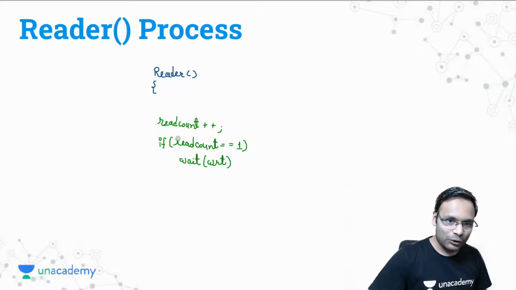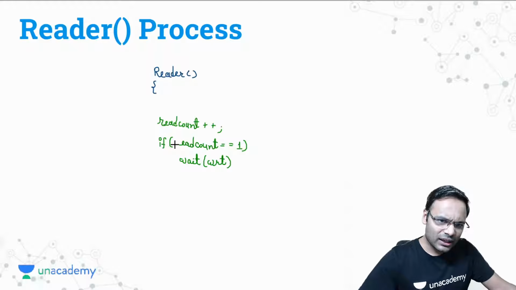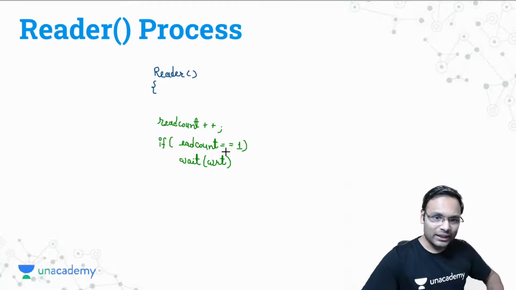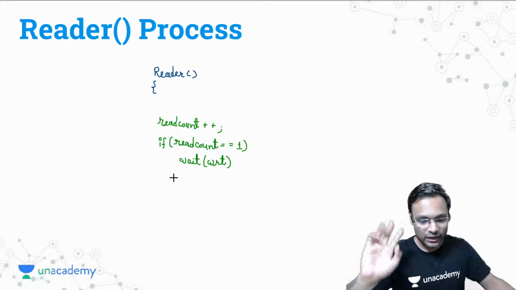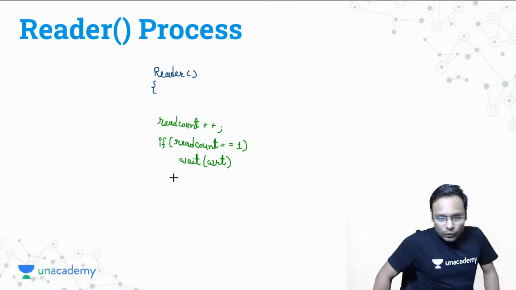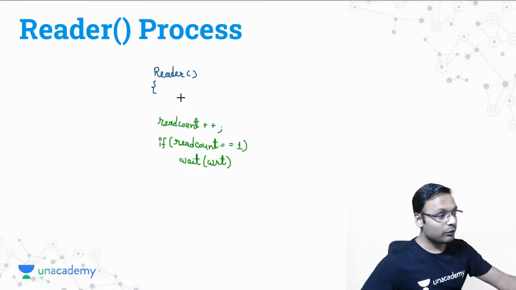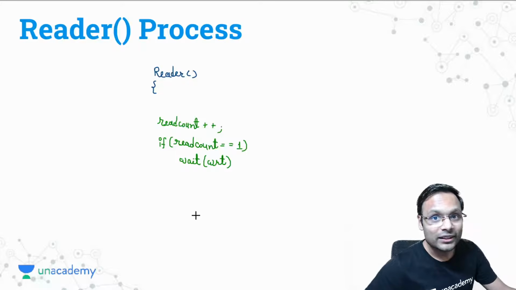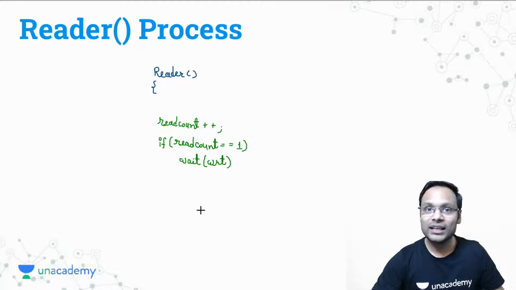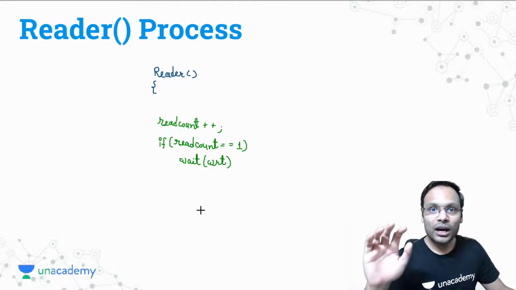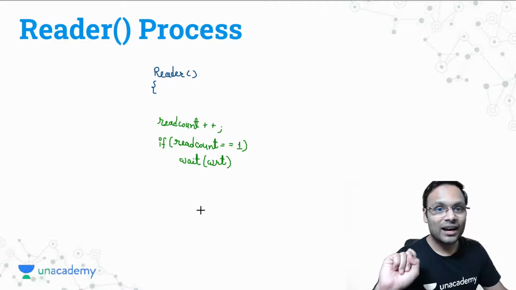But I would like to ask a question. This read count is a shared variable between all the readers? Yes or no? क्या ये read count सारे रीडर्स में शेयर्ड रहेगा? Will this read count be shared among all the readers? Yes. If it will be shared between all the readers, I will have to protect it. इस read count को एक से ज्यादा रीडर एक साथ एक्सेस नहीं करना चाहिए. This read count should not be accessed by more than one reader at a time.